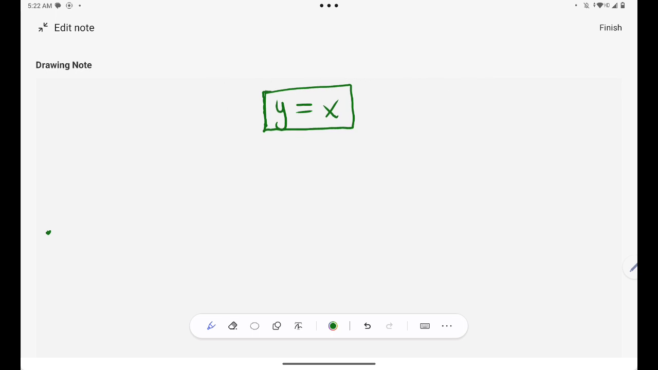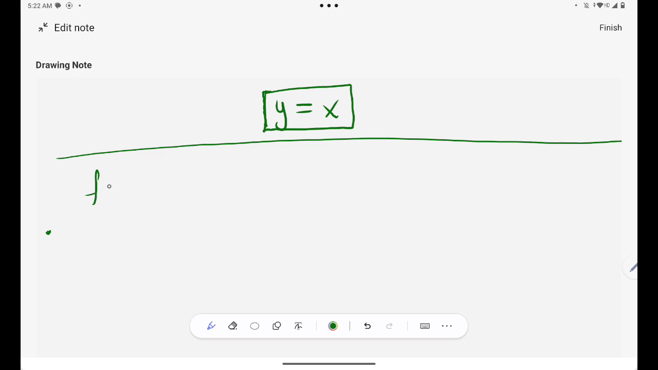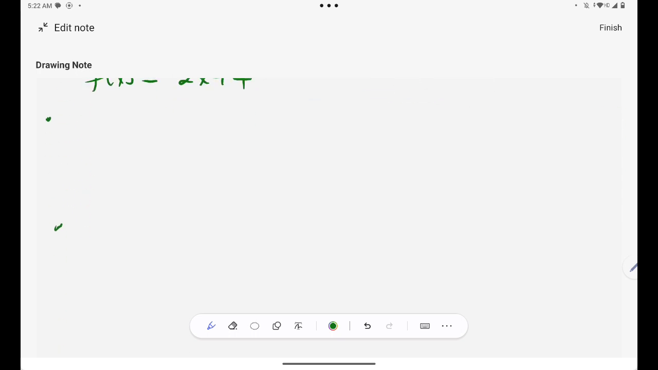Are we together? For example, let's start with a simple graph. Let's say you have f of x is equal to 2x plus 4. Are we together? I know that this is a straight line graph with a positive gradient. It will go like this.